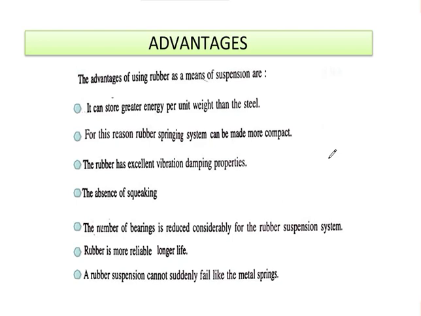What are the main advantages of using rubber as a means of suspension? It can store greater energy per unit weight than the steel. For this reason, rubber springing system can be made more compact. The rubber has excellent vibration damping properties. The absence of squeaking. The number of bearings is reduced considerably for the rubber suspension system. Rubber is more reliable, longer life. A rubber suspension cannot suddenly fail like the metal springs.